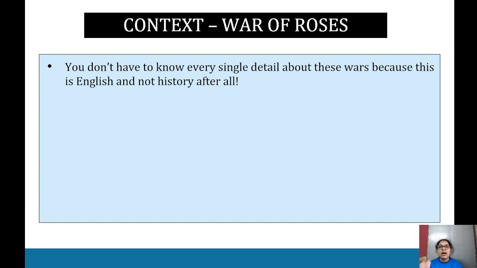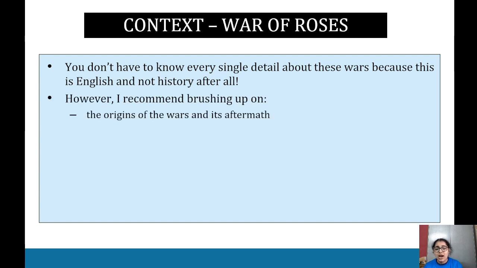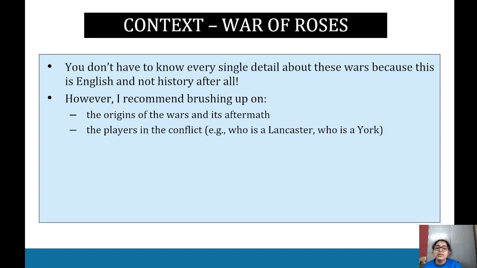Module A is about that comparison. It's about why there are similarities and differences in the texts, why the two texts converse with each other. So knowing the context, knowing how the War of the Roses has fueled this, is important, but you don't have to know all of this in great detail. I'm going through it because I think it's interesting. It certainly helps you gain a better understanding of what's happening and why it's happening. So, I recommend brushing up on the origins of the war and its aftermath, and the players in the conflict, like who is a Lancaster, who is a York.